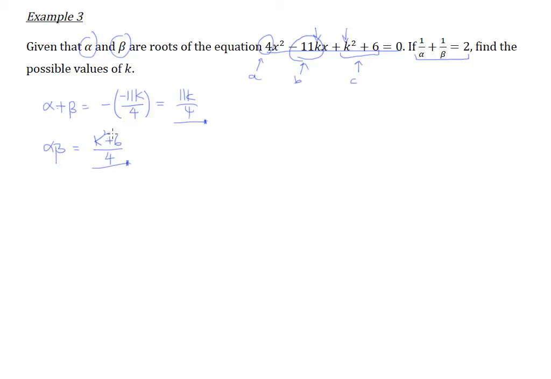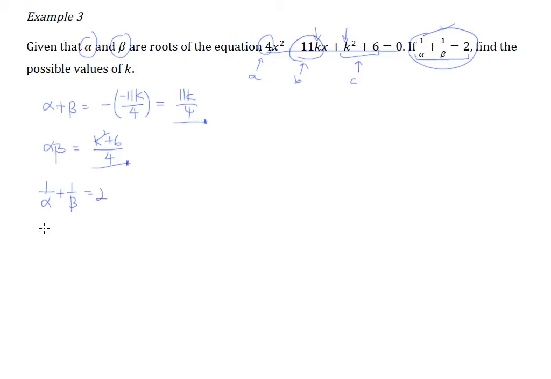Okay. So knowing this is not going to help us find k, because we haven't really formed an equation involving k. So obviously we will need to come to this piece of information over here and see how we can make use of this and all these things that we discussed to find k. What we do know from what is given to us is that 1 over alpha plus 1 over beta is equal to 2.